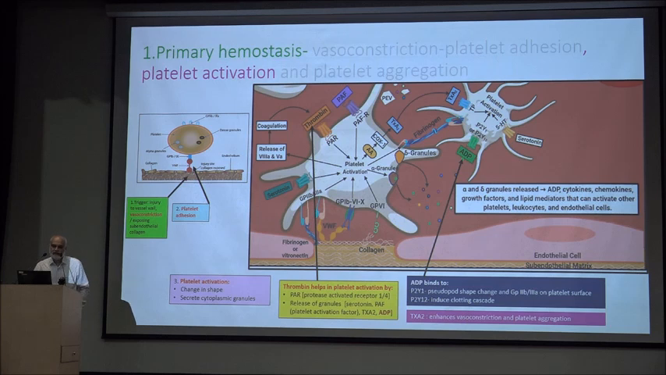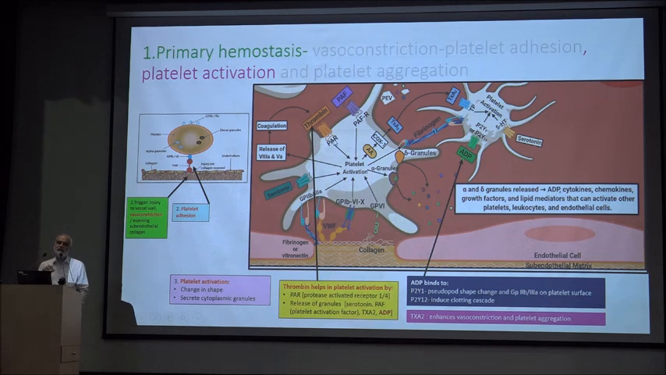Then next is platelet activation. So what happens in platelet activation? There is a change in shape of the platelets, and then cytoplasmic granules are released. Here we can see that the thrombin which is generated in the secondary hemostasis, this again acts on the platelet itself and it helps in platelet activation.